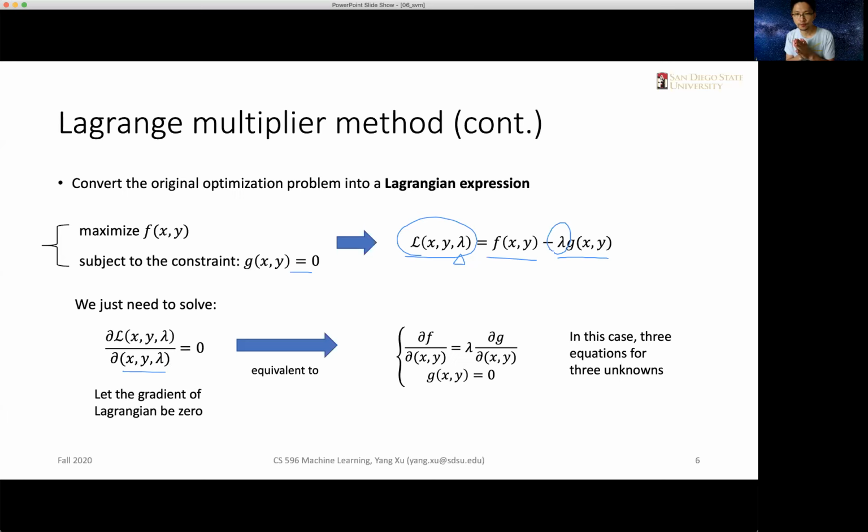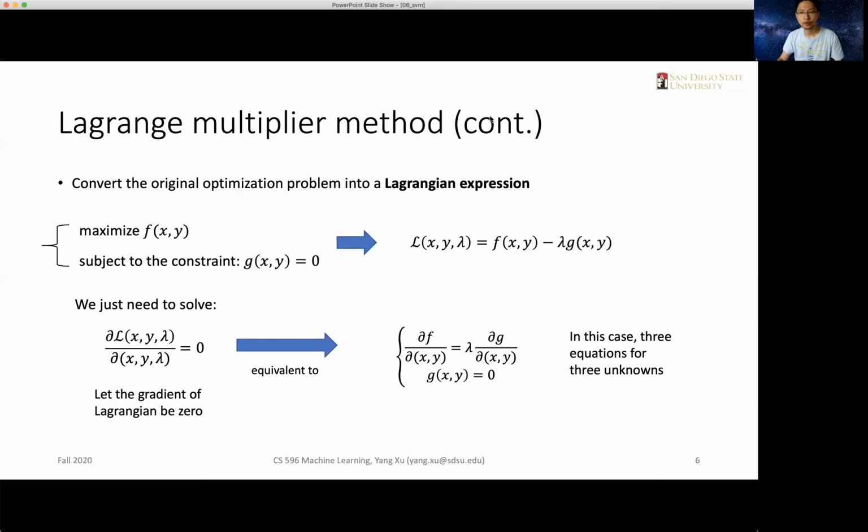We need to solve the equations. We have 3 equations for 3 unknown variables, and in that way we can solve lambda first, and we also have a solution for x and y, and x and y refer to the points that make the f function have its minimum points or maximum points.